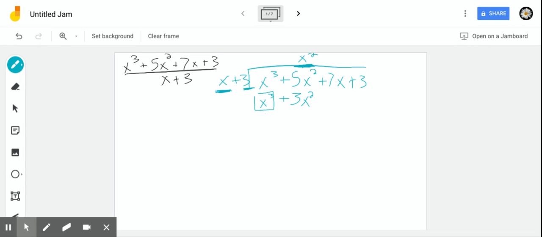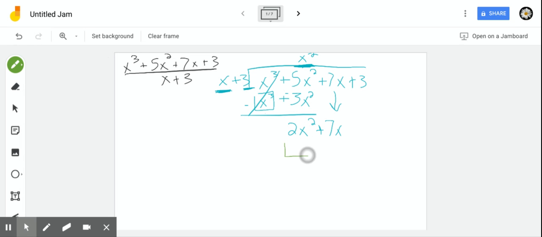Now it's time to subtract. We have a little rhyme that we'll say here. We're going to draw the line and change the signs. And then x cubed and negative x cubed are going to cancel. That was the whole point. We got rid of the x cubed. And now we have 5x squared and negative 3x squared, which is going to be 2x squared. And then we'll drop the next term. I'm going to change colors because this is the second step.